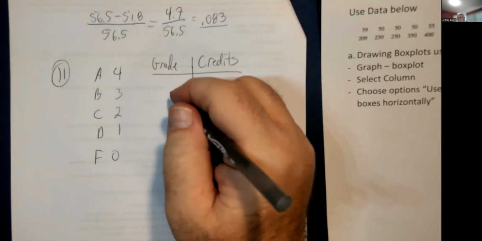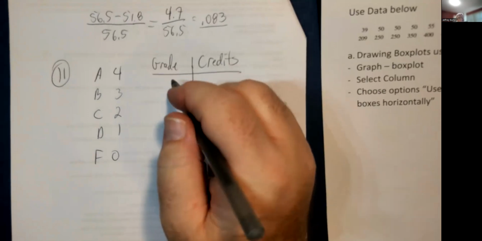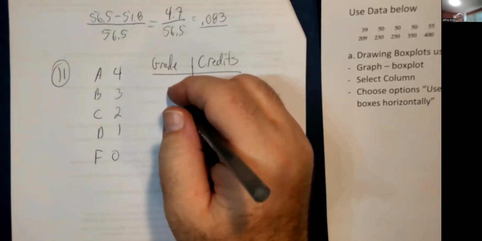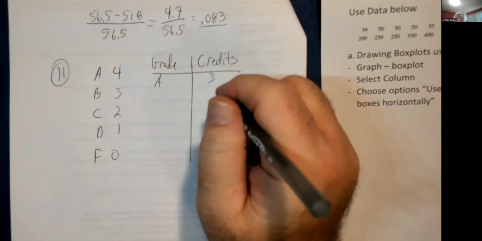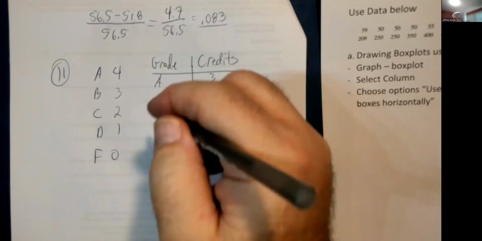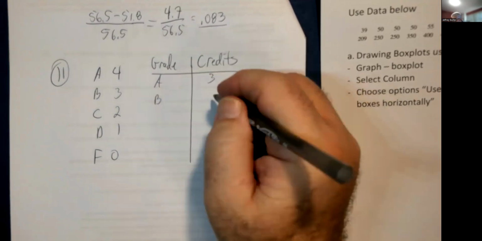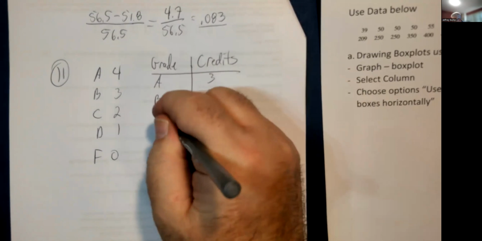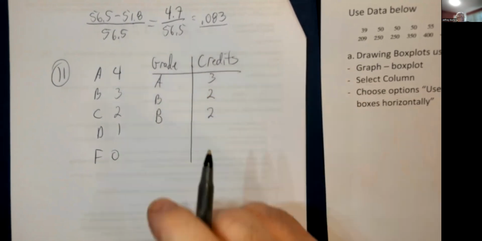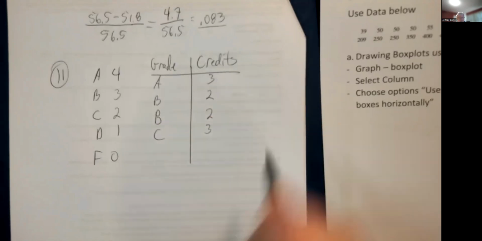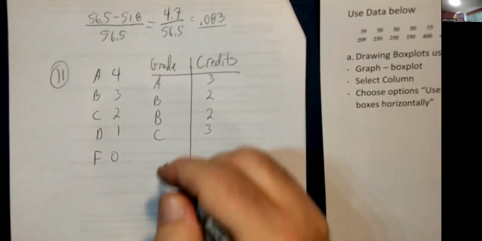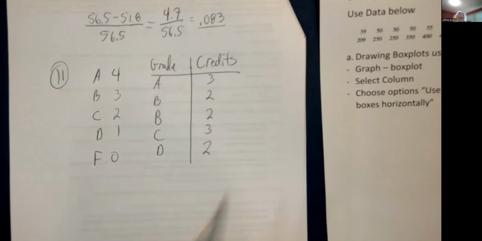So for this question, it says, what is the GPA of a student who gets an A in a 3-credit course? They get a B in two 2-credit courses, so they get 2 B's basically. A C in the 3-credit course, and then a D in a 2-credit course. So here's the D in the 2-credit course.